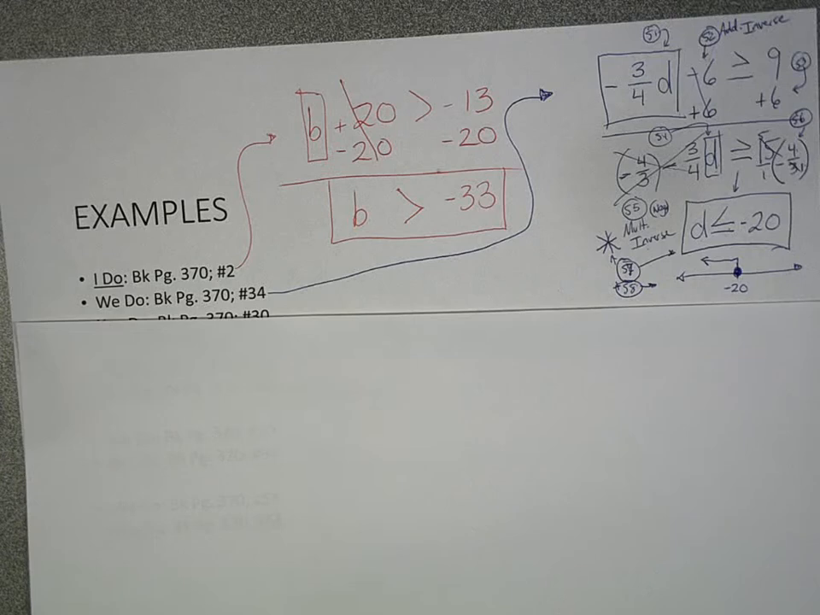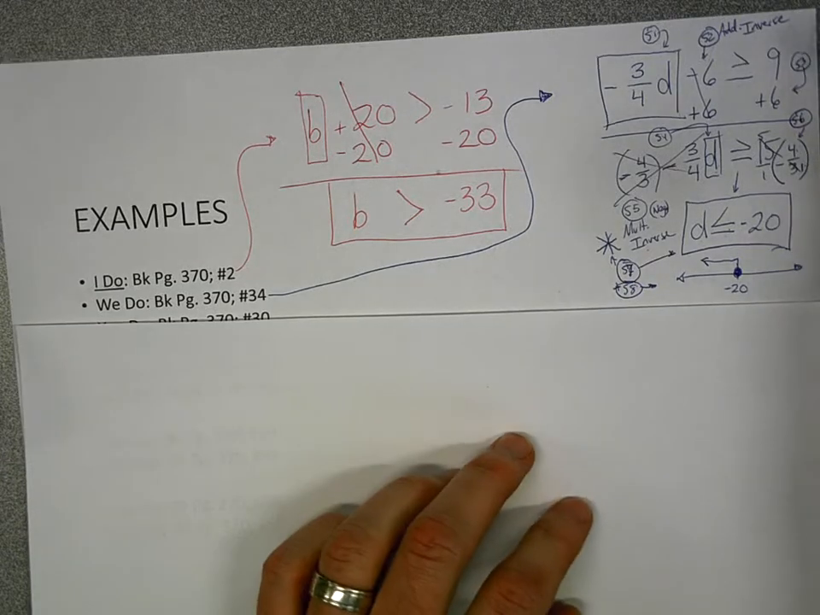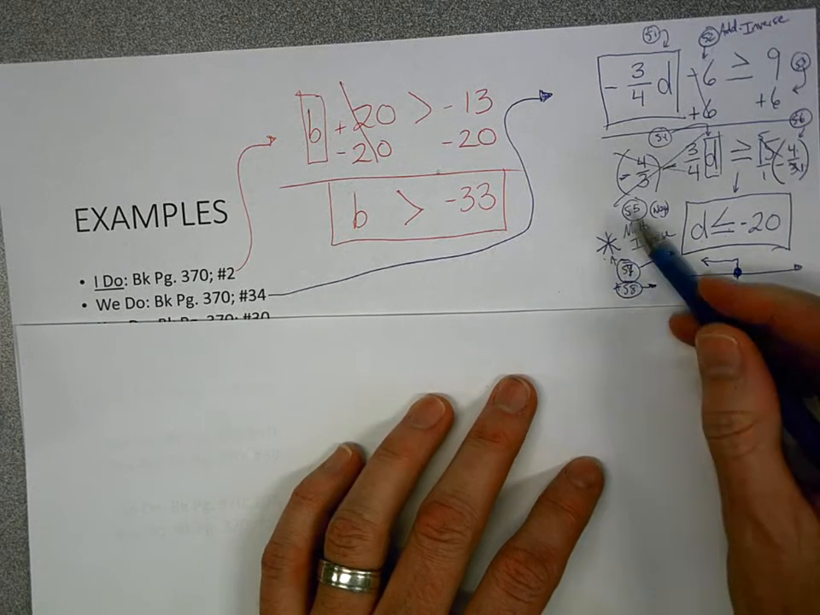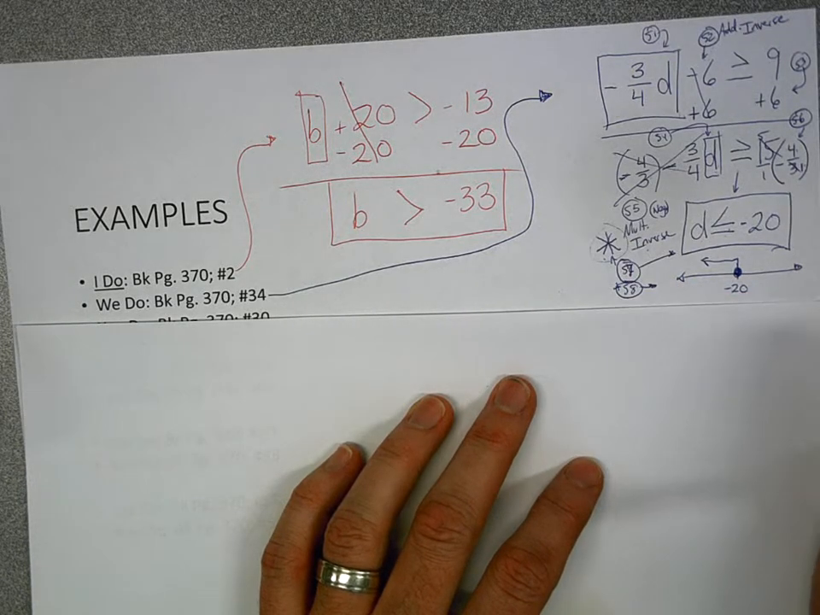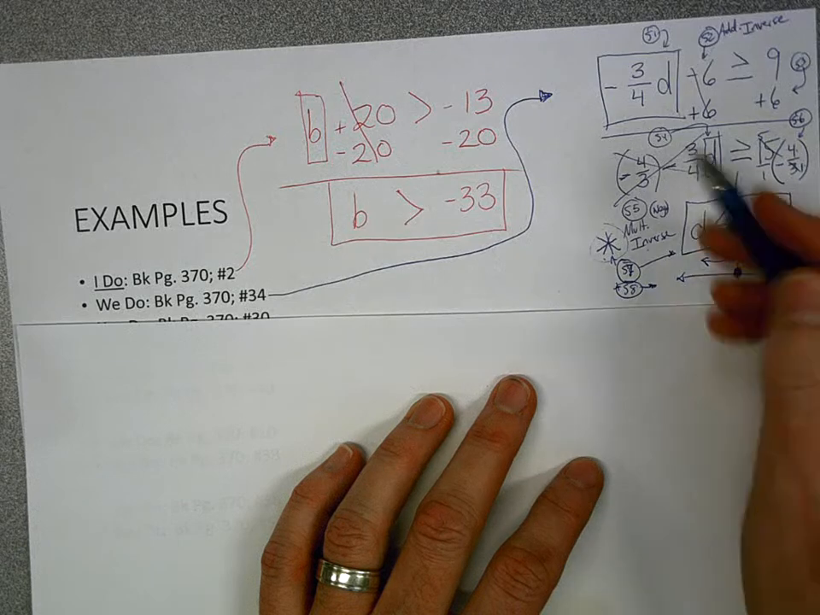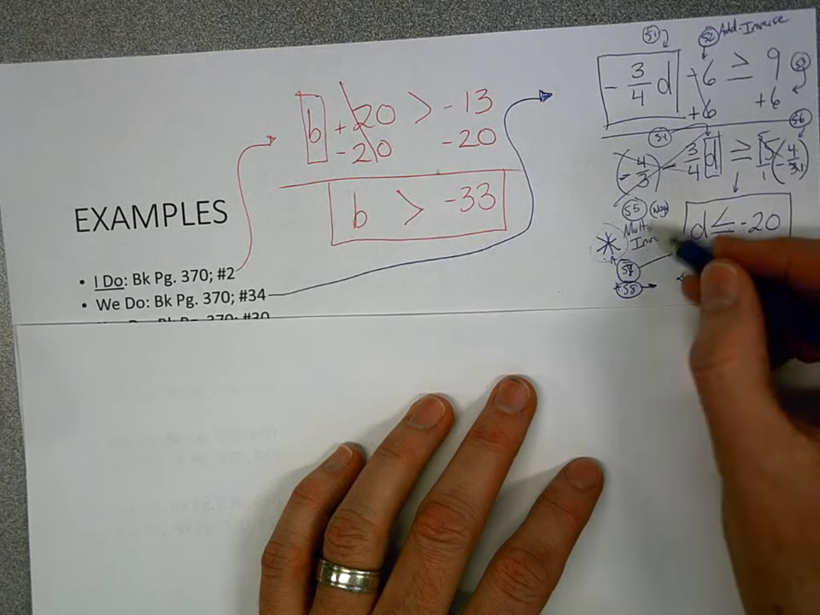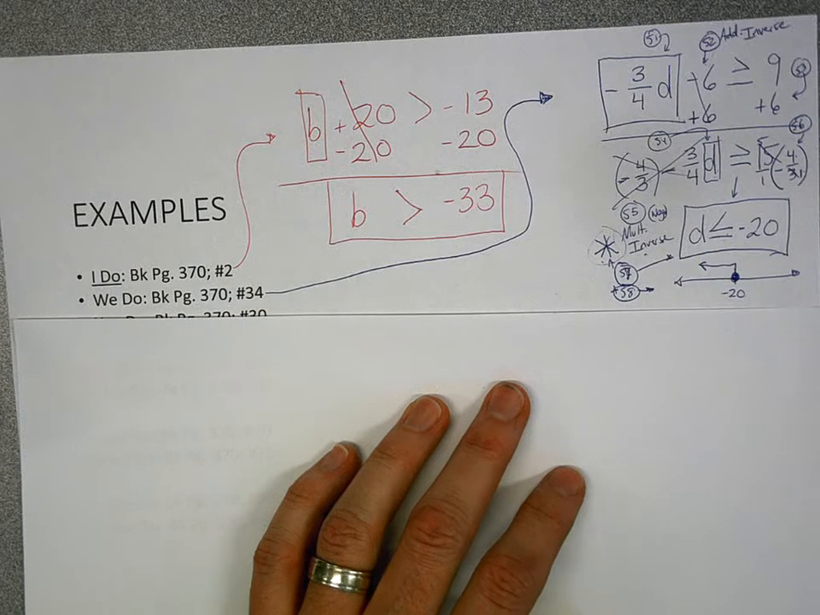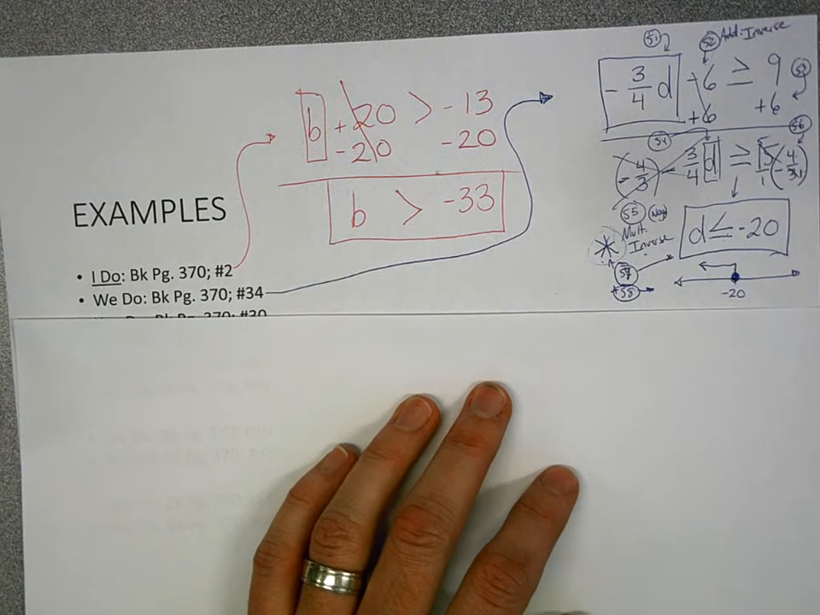Okay, guys, questions on that? Okay, so almost every single part of this was review except this asterisk right here. Remember, multiplying or dividing, that's what multiplicative inverse is, of a negative number, a fraction or even a whole number, you flip the sign.